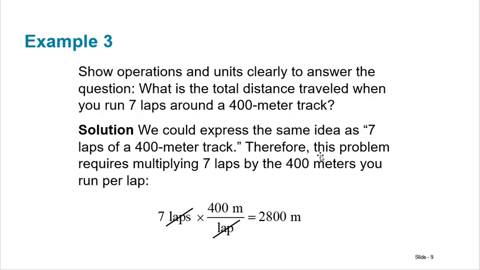How about show operations in units clearly to answer the question, what is the total distance traveled when you run 7 laps around a 400-meter track? Well, again, it's the idea of what's total distance. Well, total distance is just how far I ran, right? Okay, well, I did 7 laps, but I don't know, well, a lap is 400 meters. So it's going to be 7 laps times 400 meters per lap. See, that per again puts it in the bottom of a fraction. The laps cancel, and you're left with 2,800 meters.